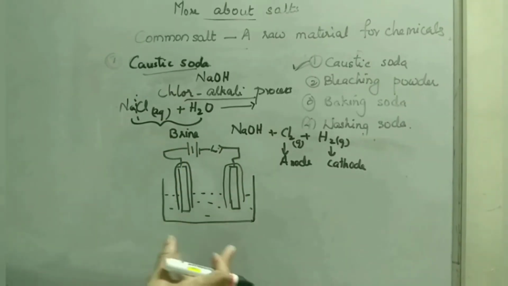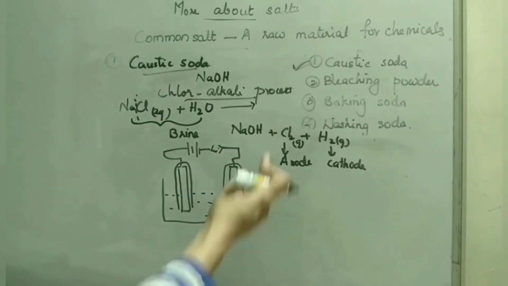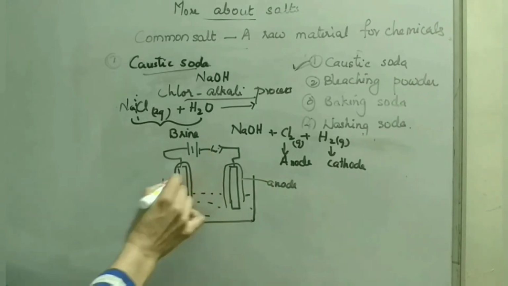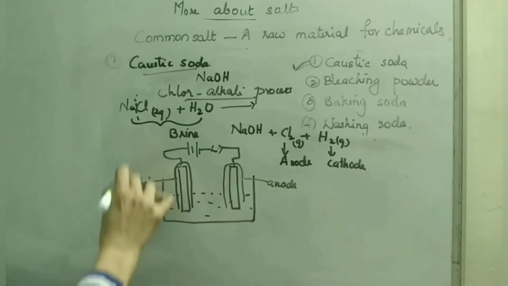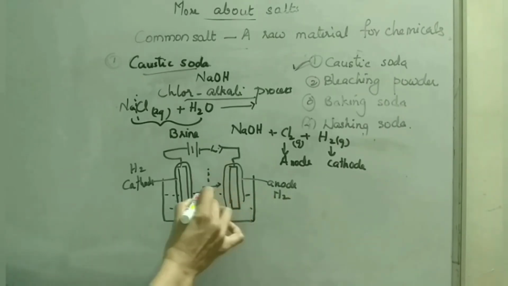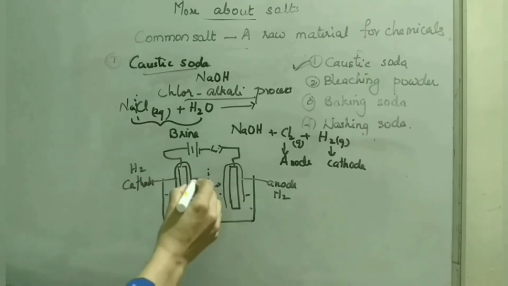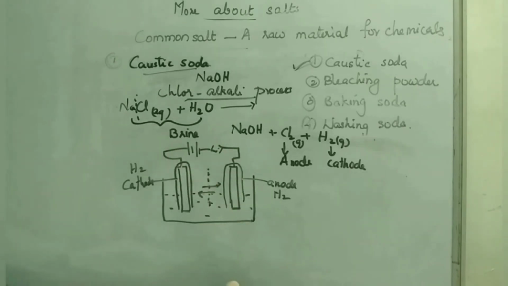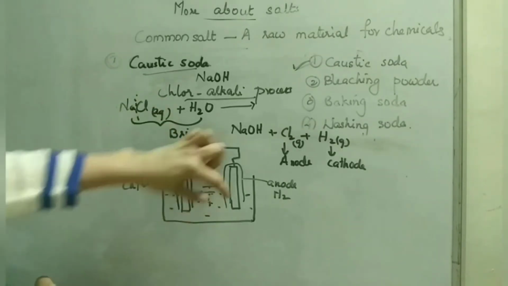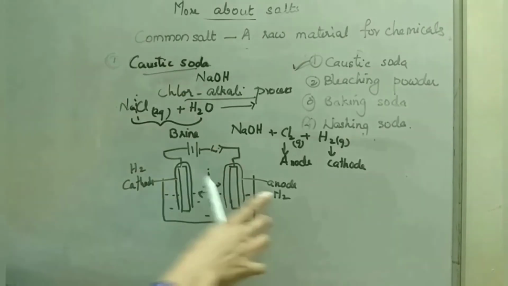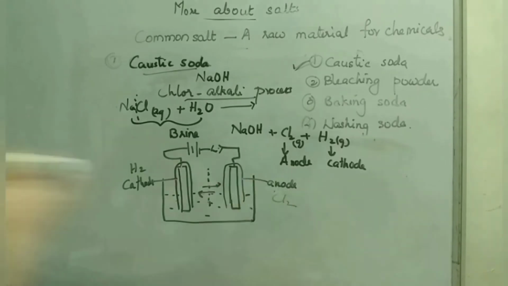What happened? Pass the electricity. At that time we can see that chlorine gas is deposited at the anode and hydrogen gas is deposited at the cathode. A membrane is there, and NaCl splits, Na plus goes one way and Cl minus the other, and they deposit in this way. This method is known as the chlor-alkali process. We can carefully remove the test tubes: one test tube has hydrogen gas, and the other at the anode has chlorine gas.